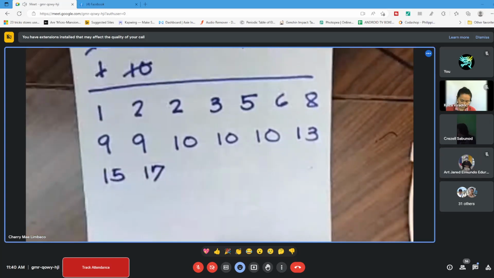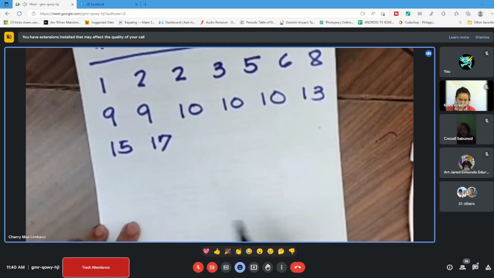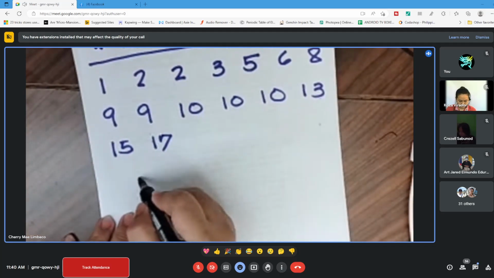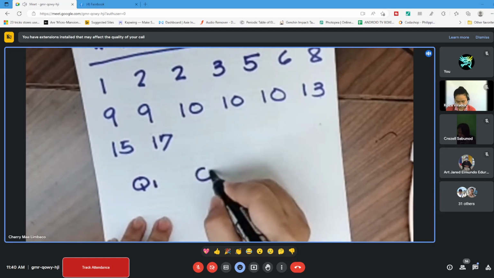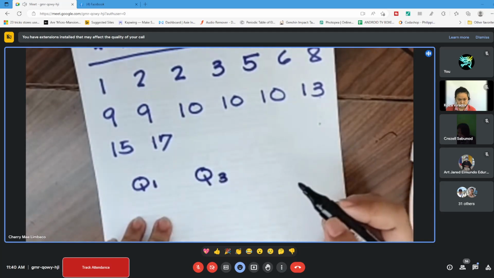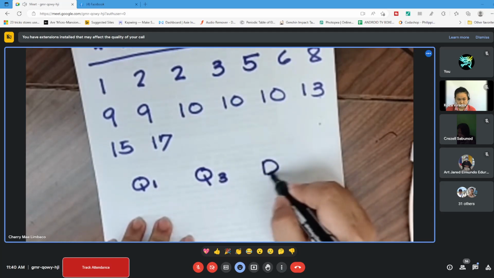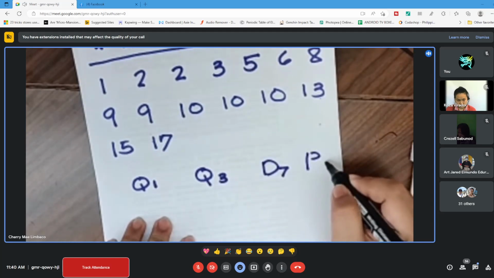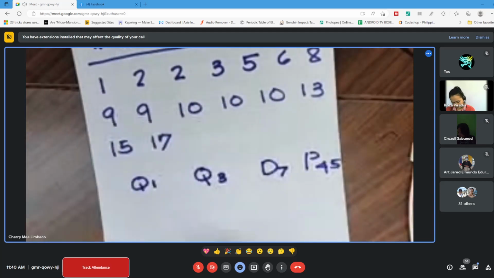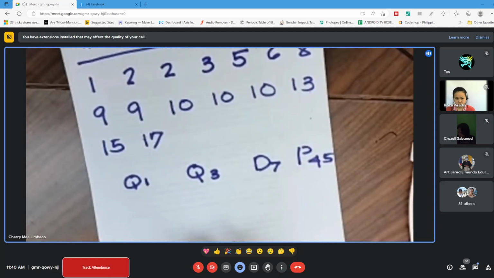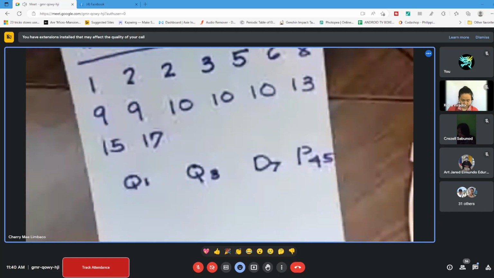Okay, now you will solve for Q1, solve for Q3, solve for D7, and P45. Okay, solve na to. Kindly copy, then I will proceed. Okay, mag-next page ko. Okay na?